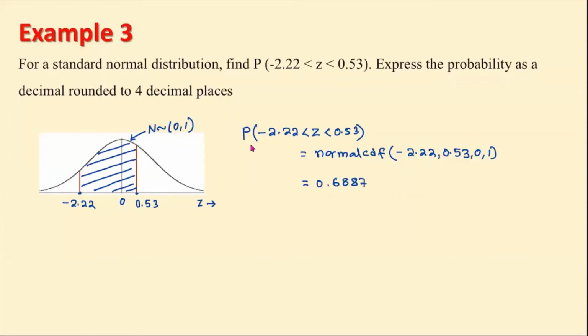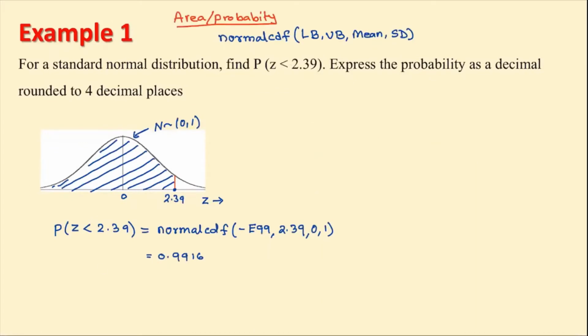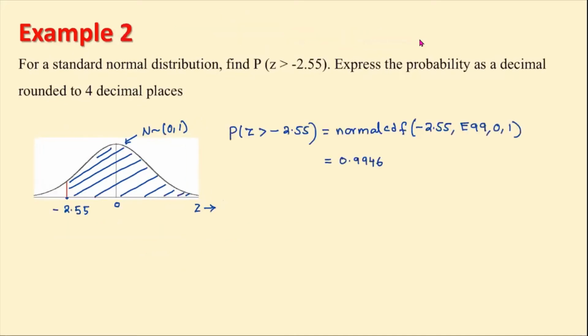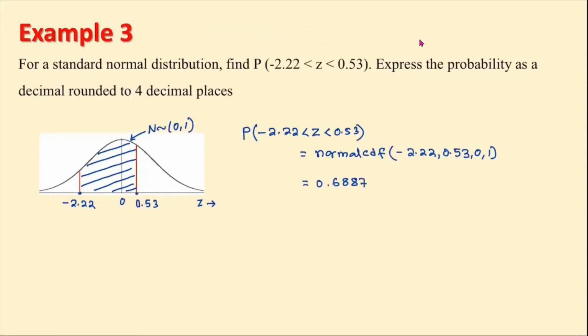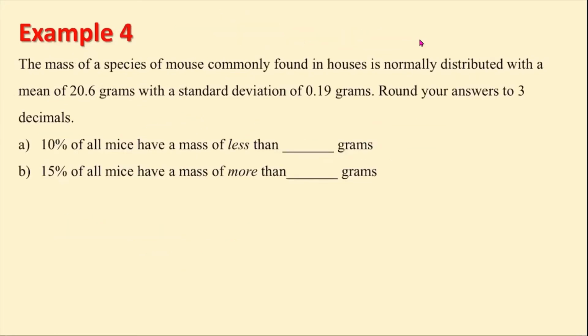Okay, we got the probability as 0.6887. So remember, probability is same as the area. And to find the probability using the TI-84 calculator, we use this command here, normal CDF, lower boundary, comma, upper boundary, comma, mean, and standard deviation. So that is what we did in these 3 examples here. Now let's move on to example 4. Example 4 has 2 parts. Let's see what we are asked to do here.